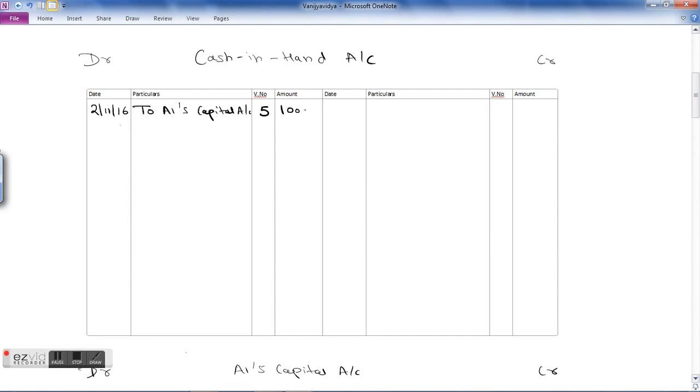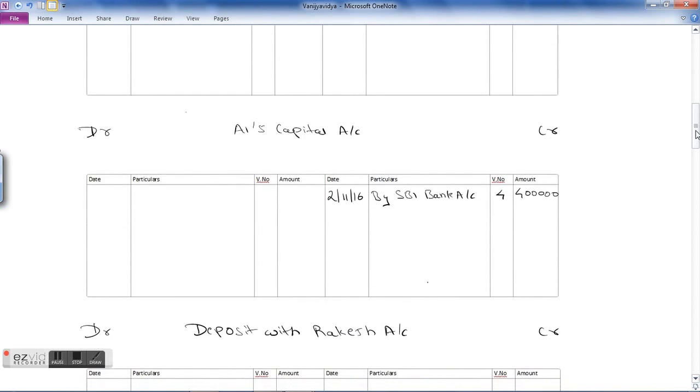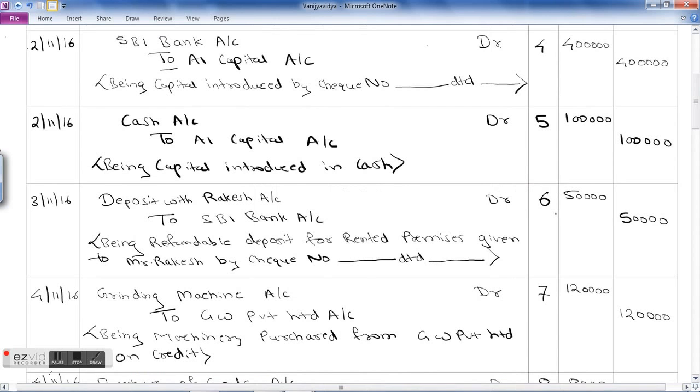Amount is 1 lakh. Second effect in A1's capital account. Okay, on the credit side, because we have credited A1's capital account. So on credit side we'll write date 2/11/16 by cash account, transaction number 5, amount is 1 lakh.